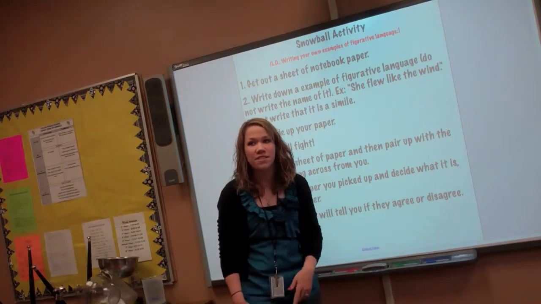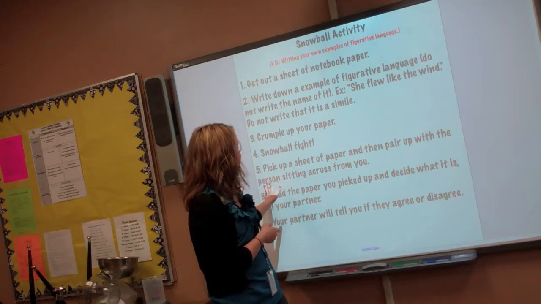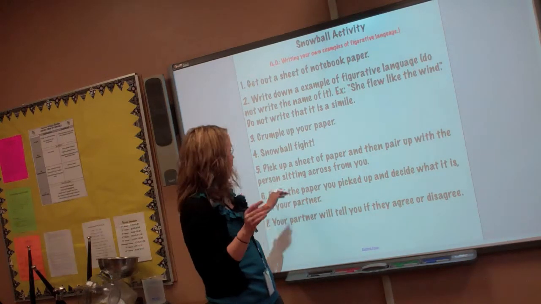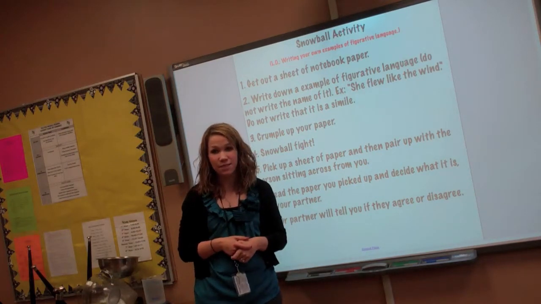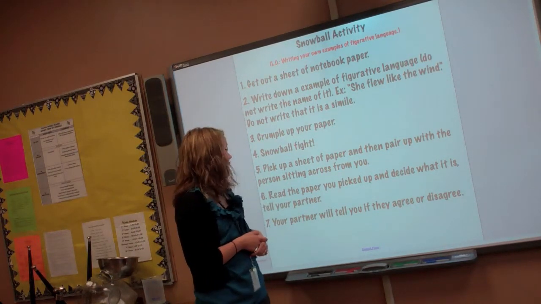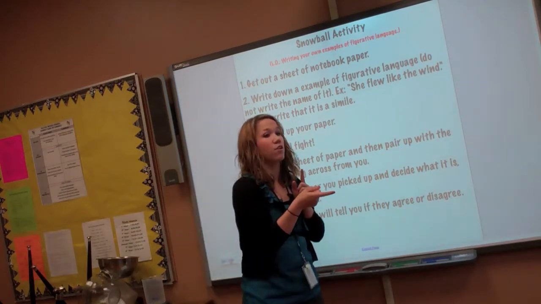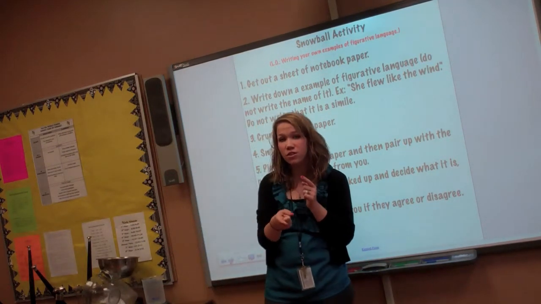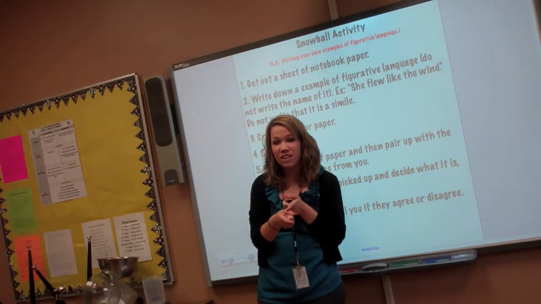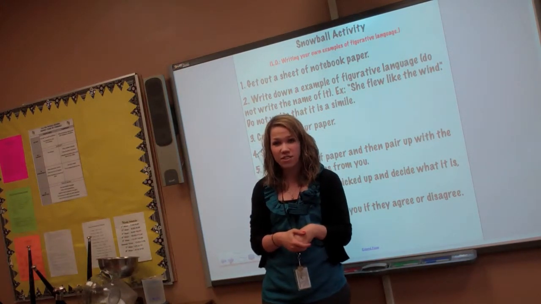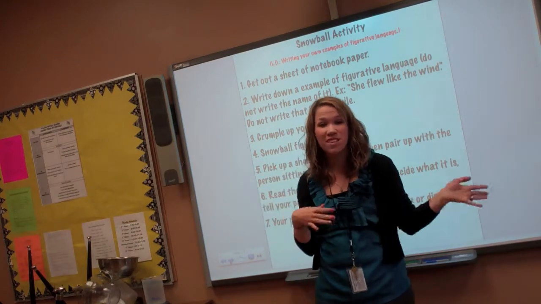Ready, set. All right, now that we all have a snowball in our hands, I would like you to read the paper you picked up and decide what type of figurative language it is. Then I want you to use your partner that's directly across from you. You're going to read your example to your partner, and then you are going to tell them what you think it is, and they're going to tell you if they think that you're right. Let's go ahead and do that and take about 3 to 5 minutes. I'm going to walk around.